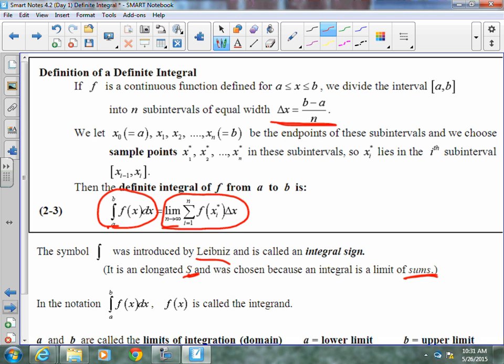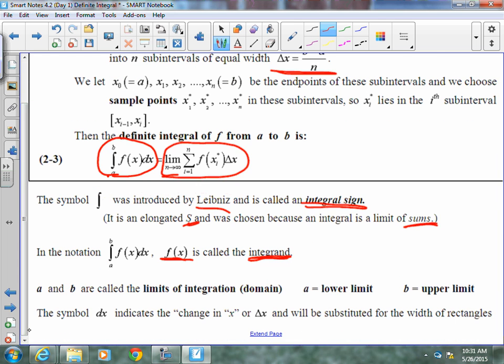In the notation, what's inside our integral is called the integrand. So there's a couple vocab words for you: integral sign, integrand. A and b, also some new words, are called the limits of integration. A is the lower limit and b is the upper limit. Typically, in an integral, the lower number will be at the bottom. Not always. We'll get to that later.